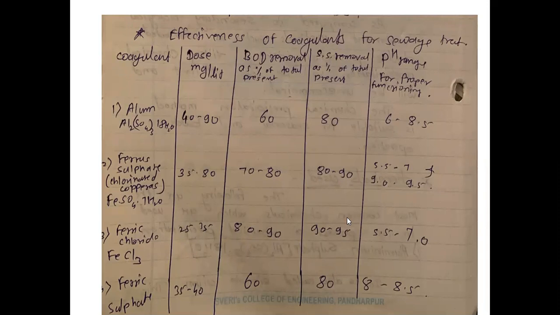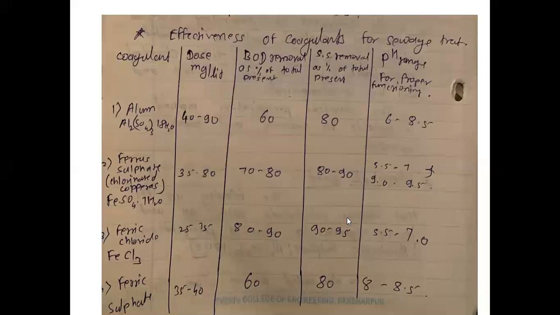Okay, so the first one is alum. The chemical formula for alum is Al2(SO4)3·18H2O, and its dose can be 40 to 90 milligram per liter. It will help to remove almost 60% of the BOD and 80% of the suspended solids present in that sewage.